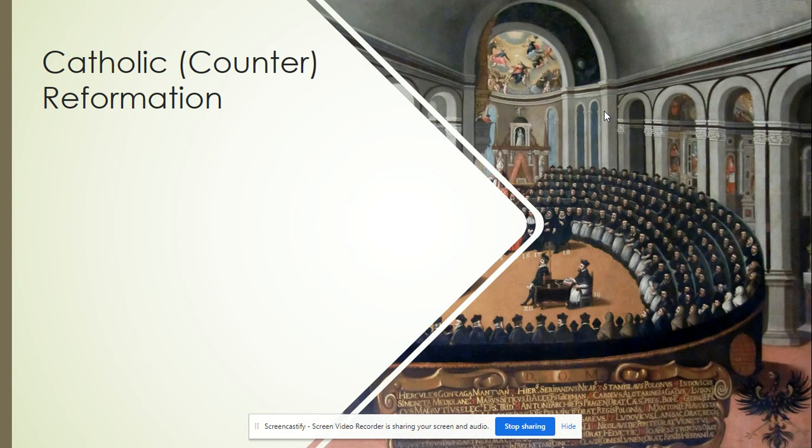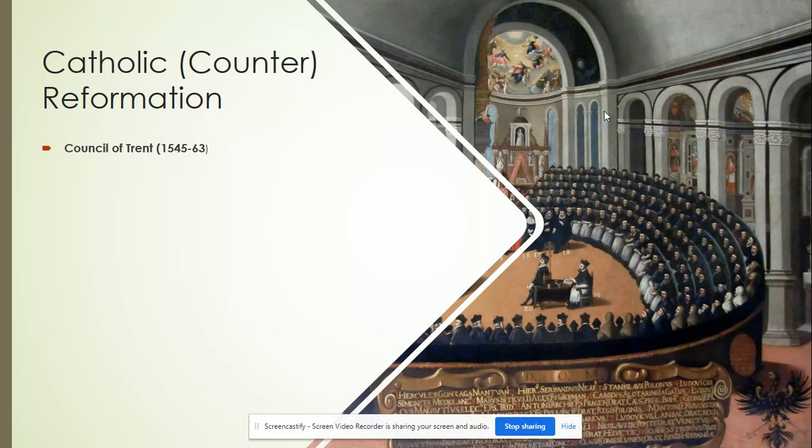So there is a counter-Reformation that happens within the Catholic Church. It takes a while, but it gets to the point where the Catholic Church says, we have a real problem on our hands, and that problem is not going away. It's only getting worse. And so we need to turn inwards.